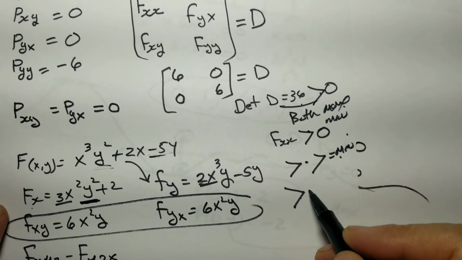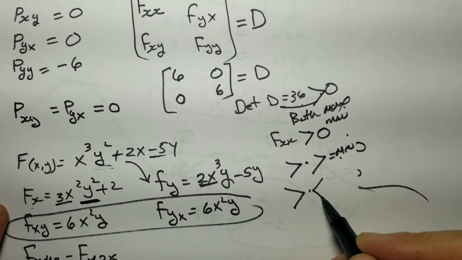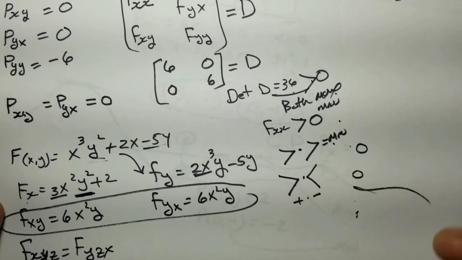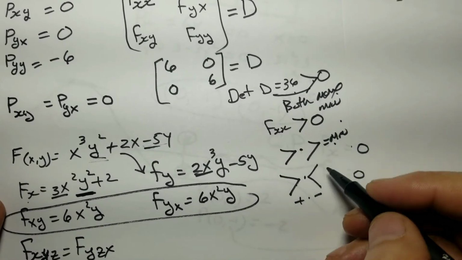If the determinant is positive, but f of xx is negative, you know what a positive times a negative is? Somebody said that's negative. Not in here. That's the max.